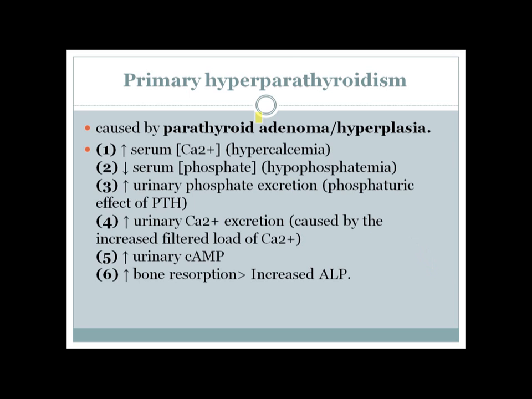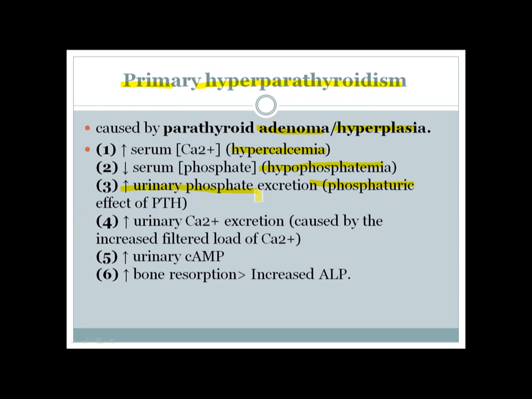hyperparathyroidisms, and the first one is called primary hyperparathyroidism. This occurs due to excessive secretion of parathyroid hormone from the parathyroid gland, and it can occur in the case of adenoma or hyperplasia. As the main action of parathyroid hormone on the blood is to raise serum calcium, there will be hypercalcemia. There will be increased excretion of phosphate through the kidney, so there will be hypophosphatemia. This is called the phosphaturic effect of parathyroid hormone, so more phosphate in the urine.